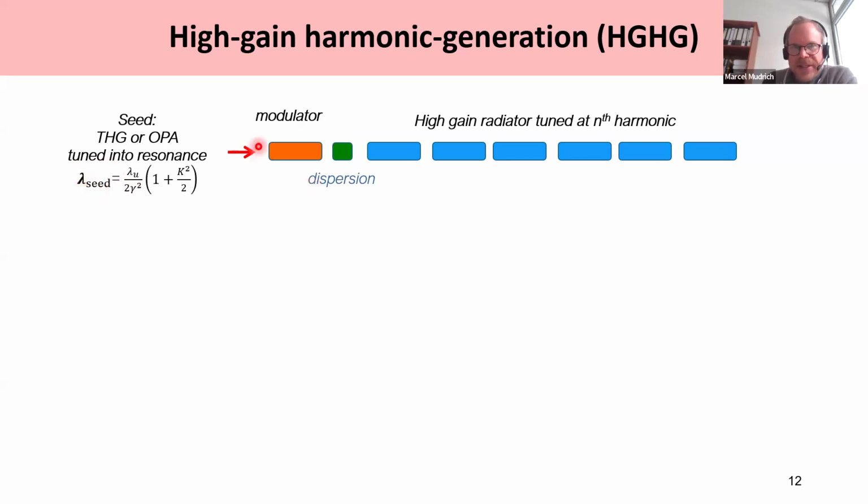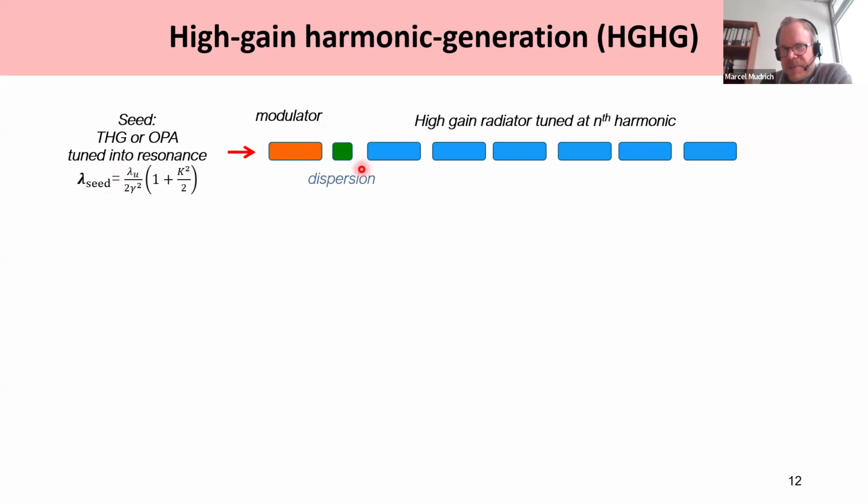In this HGHG scheme, the first modulator is actually a quite short and low gain undulator, and it's only used for imprinting an energy modulation onto the electron bunch at exactly the wavelength of the seed.